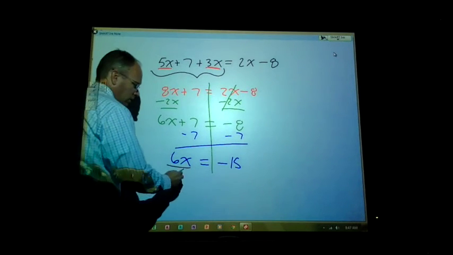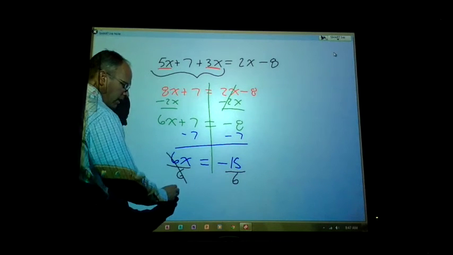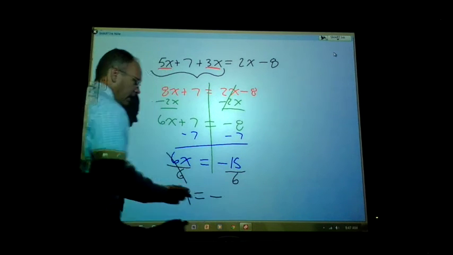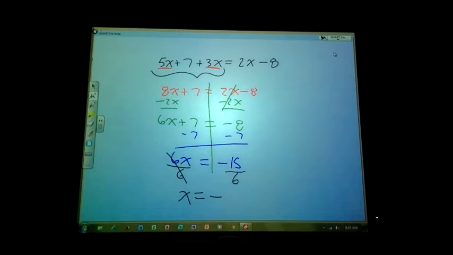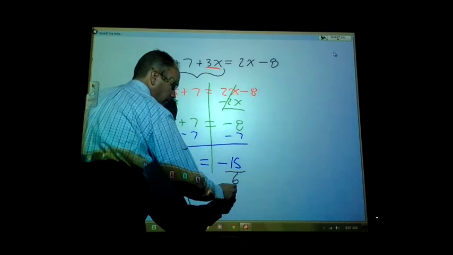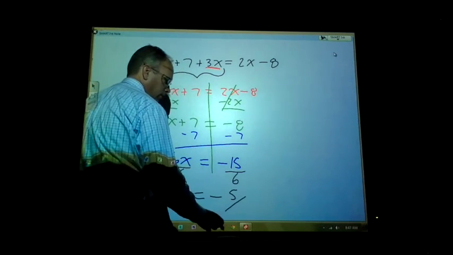Divide each side by 6. So those are going to cancel. X is going to be equal to negative 15 over 6. Can I reduce 15 over 6? And remember, reduce doesn't mean make a mixed number. Can I reduce it? Is there a number that goes into both 15 and 6 other than 1? 3. 3 goes into 15 how many times? 5. 3 goes into 6 how many times?